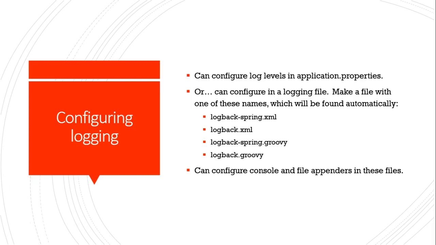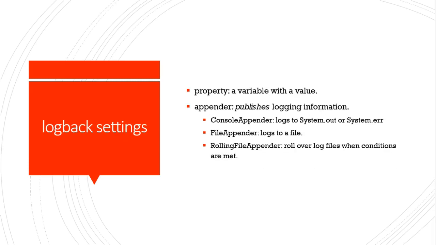In Spring Boot, we can configure our logging with one of these file names that I have listed here. Logback-spring.xml, logback.xml, logback-spring.groovy, logback.groovy, so on and so forth. So what happens is Spring Boot looks for a file with this name on the class path, and if it finds it, it uses that to understand where the logging information is.